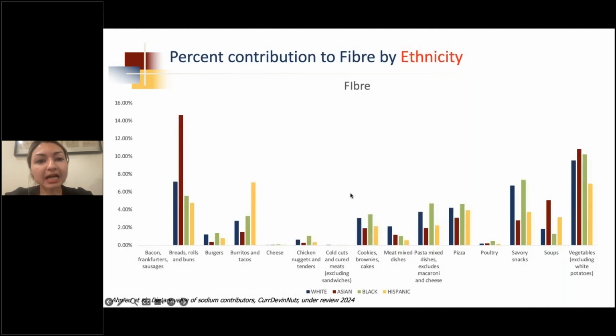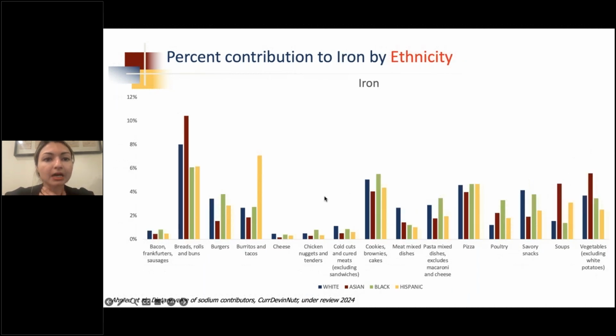This particular slide is focusing on fiber by ethnicity. So you can see that Asian Americans are deriving a greater proportion of their total fiber intake from breads, perhaps. The data is quite consistent across the different ethnic groups for vegetables. So these are the type of results that we're seeing for fiber.